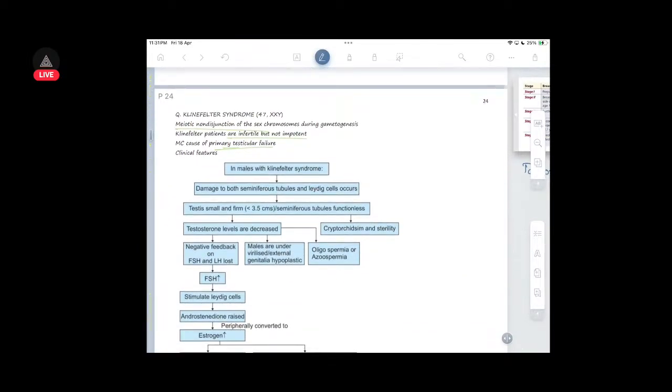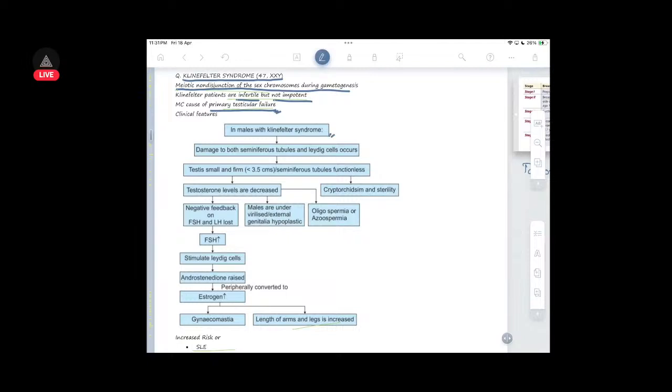Then we have Klinefelter syndrome. It is meiotic non-disjunction of the sex chromosomes during gametogenesis. So patients are infertile, but the function of the penis is not impaired. The most common cause is primary testicular failure.